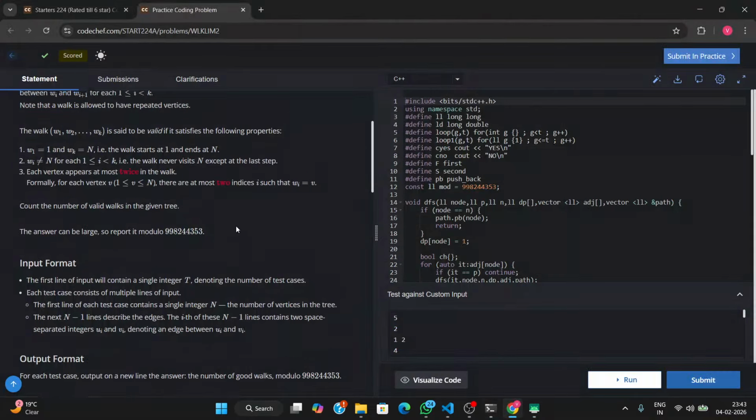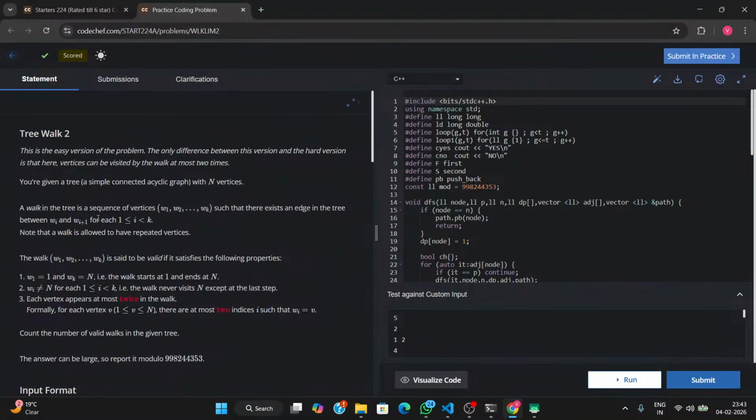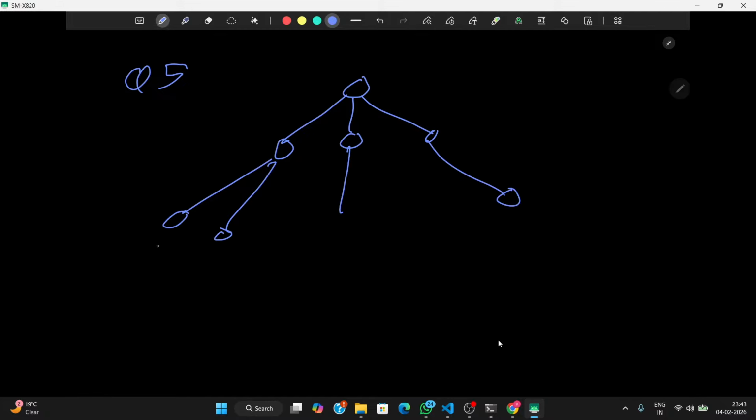So first of all, how can I start explaining this question? Okay, so first of all, let's make a random tree here. Suppose this is a tree where, of course, this is the first and this is the nth. Let's say we need to start with the first and we need to end at the nth.